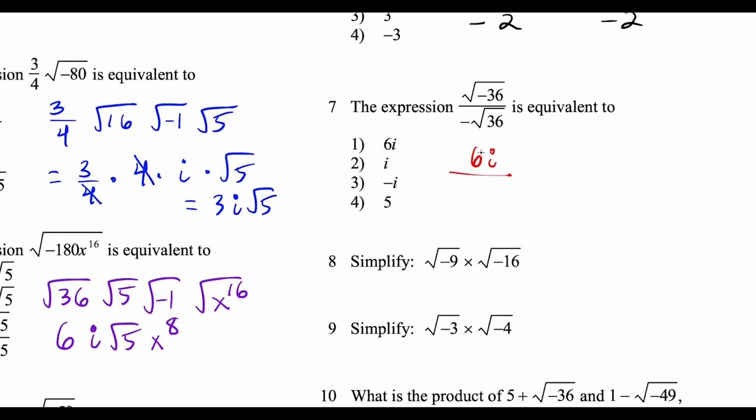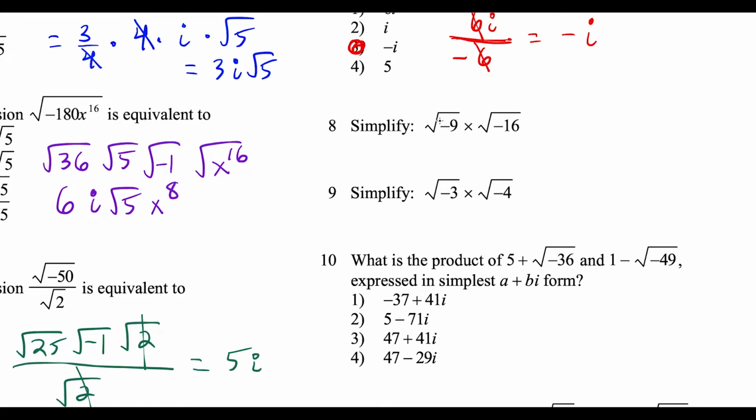And then on the bottom, we have negative square root 36, which is different than what we have on top. The minus is on the outside, so we just leave the minus there, and then the square root of 36 is 6. So now this is going to simplify. 6 over 6 cancels, and 1 divided by -1 is -i. So we're going with choice 3.